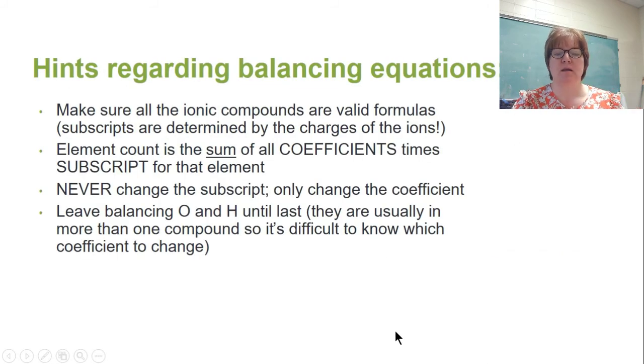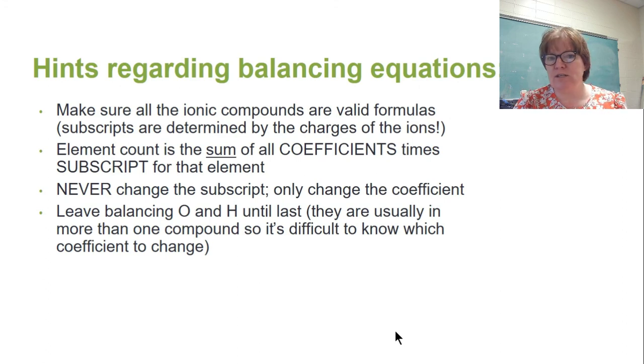Just a few hints. Again, make sure that all of your compounds are valid formulas. We haven't really talked about compounds, but a lot of times if you write the formula wrong, then it's never going to balance because it's not legitimate. So make sure that it has proper subscripts. In this case, from the beginning of the course, make sure you've copied it down properly. Later on, make sure you've come up with the proper chemical formula for the substance that's involved. Remember that the count is the sum of all the coefficients times the subscripts for that element on one side of the equation. Never change the subscript, only change the coefficient.